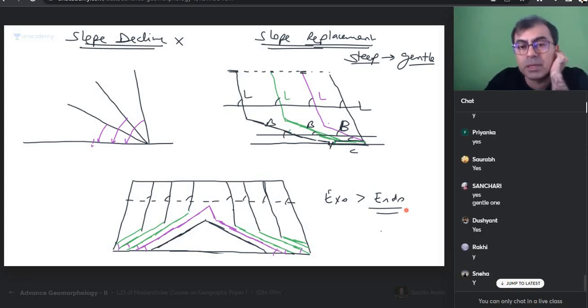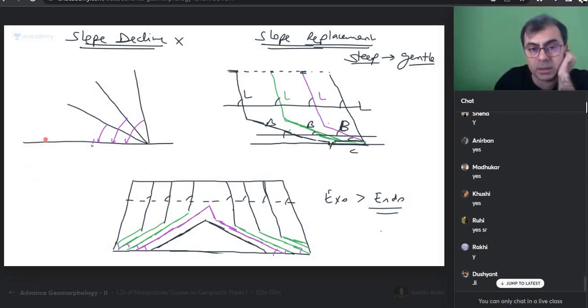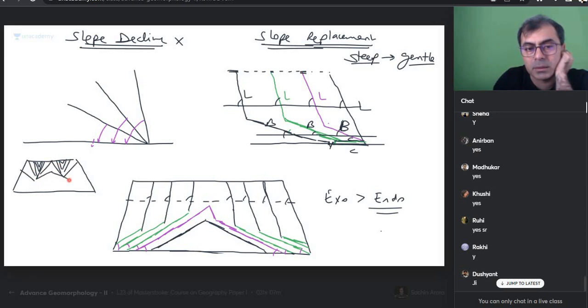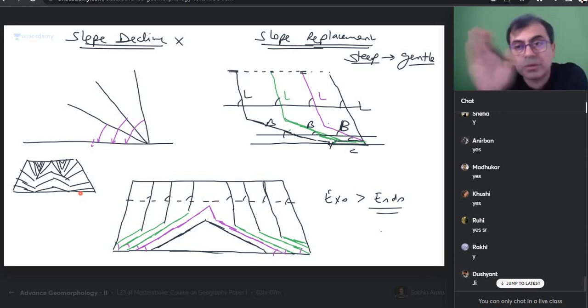First, slope replacement and slope decline. You must understand two different theories, two different diagrams, and how a landform will change. Here, what was the landform supposed to do? If I had to make this landform, I would have made it like this. V-shaped valleys, deepening of valleys. Can you see the angle is changing? Widening of valleys. Here the angle is changing and it is declining. Here the angle is not changing, but still things are coming down. Both of them have different ideas.